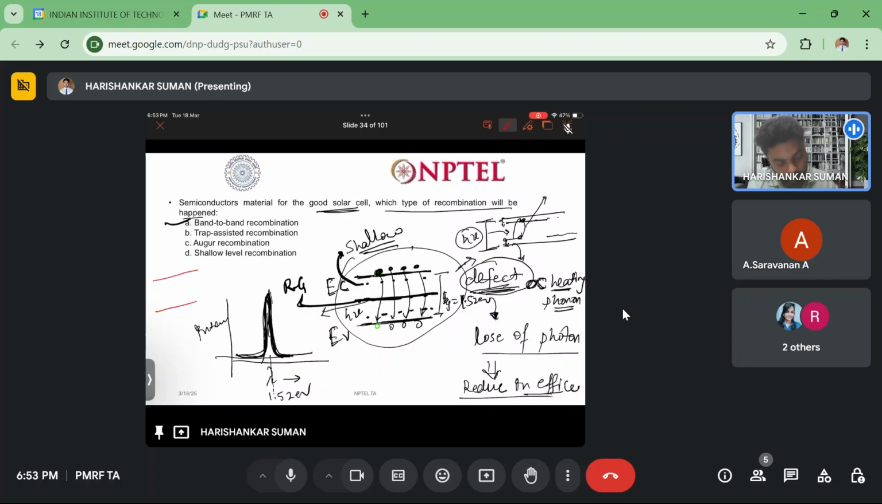I want only the band-to-band transition. The material should be defects free. If defects are there, then recombination trapping of electron-hole pairs will occur, so our number of electron-hole pairs will be less, and the performance of the solar cell will be less. That's why our material should be defects free. So only band-to-band recombination is needed for a good solar cell.